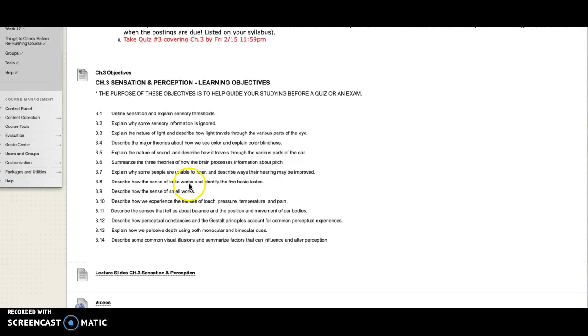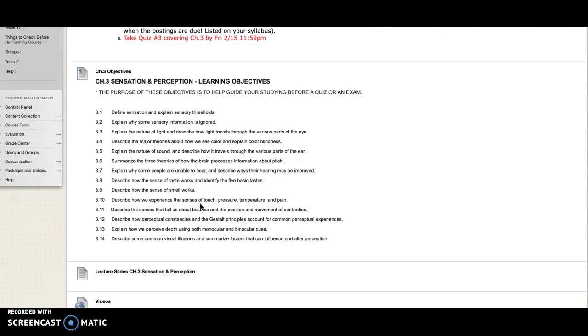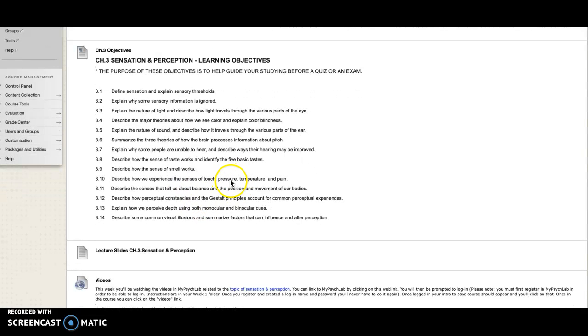We'll then move into taste and smell, and then as well touch, which includes discussion on pressure, temperature, and pain. And then kind of capping it all, now that we know about all these sensory processes, what do they tell us about our position and movement in space, right, of our bodies in our environment?